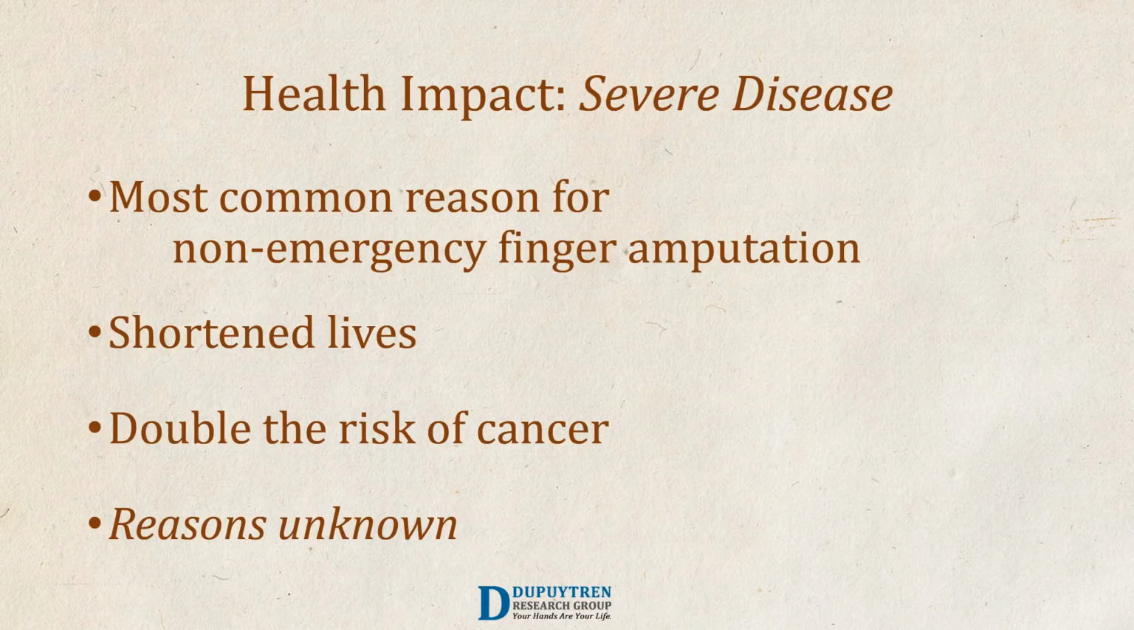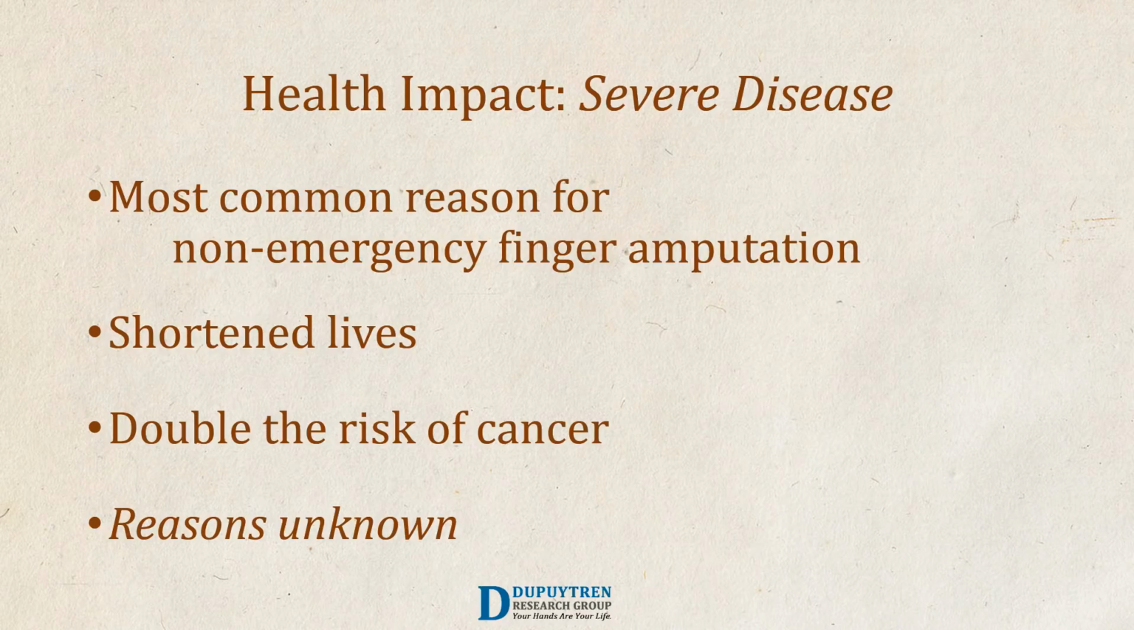Dupuytren also has health effects beyond just having a bent finger. Failed Dupuytren surgery is the most common reason for people to have a non-emergency finger amputation, an elective finger amputation. That's scheduling to have a finger amputated, not for trauma. And that alone is an index of how far we have to go with developing better treatment options for Dupuytren disease. That is the definition of failure of treatment, when people with a benign disease have to make a decision as to whether or not they want to have their finger cut off as being better than the finger that they're currently living with.